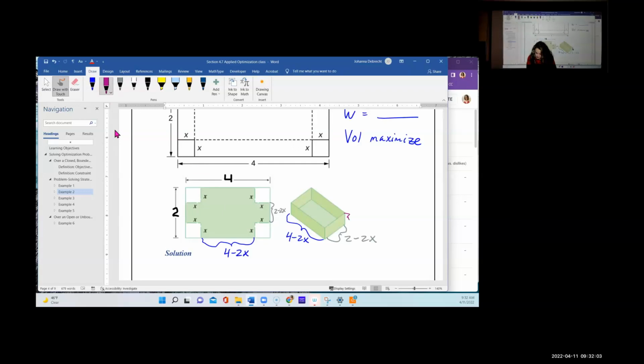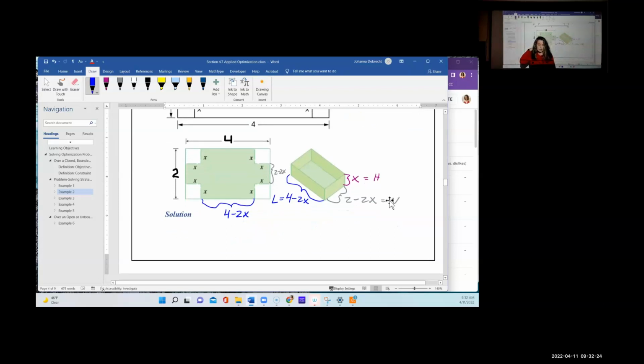So let's label this side here as x. So this is my height. This is my width. And this is my length. So I have length, width, and height of the box, right? Now, in order to get the volume of the box, I need an equation that relates the length, the width, and the height of the box. So I'm going to have to relate length, width, and height. So I have volume equals length times width times height.